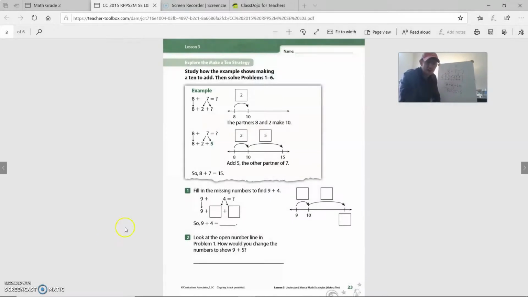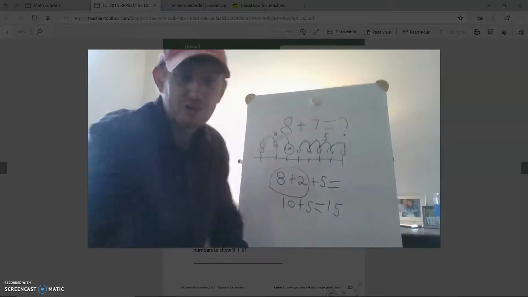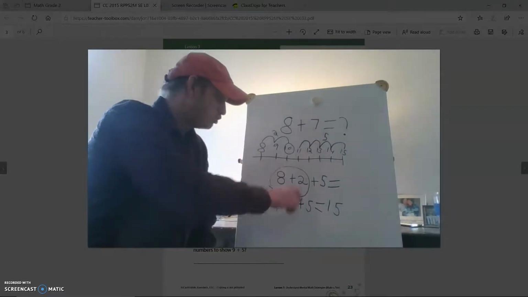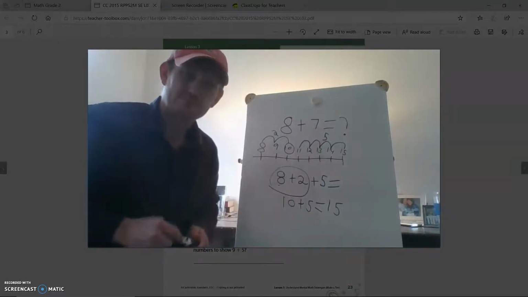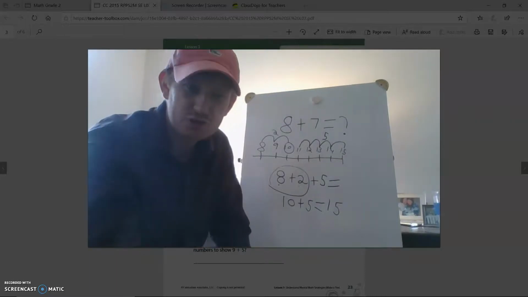And as you can see on the practice problem, that's what they did. First on their number line, they went from 8 to 10, and they realized that that was 2. Then they counted from 10 to 15 and realized that that was 5. And so 8 plus 2 plus 5. We took it one step further and showed that 8 plus 2 is the same as 10. Let's move on to our first problem.